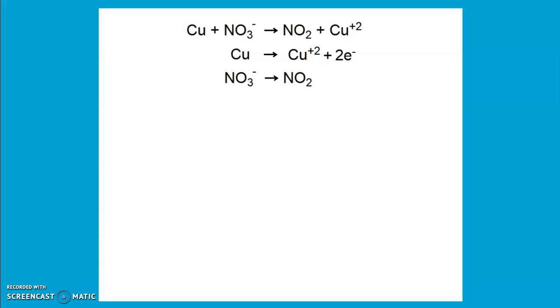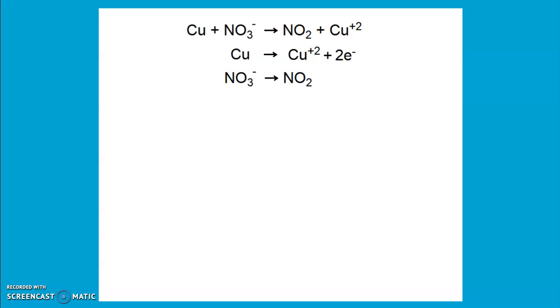So the first thing we need to do is balance these in terms of the amount of elements that are not hydrogen and oxygen. And for the copper one, well, there is no hydrogen or oxygen there, and the copper is already balanced, so we actually don't have to do anything to that reaction at all. So then looking at the second reaction, our reduction reaction, well, we have 1 nitrogen on the reactant side and 1 on the product side, so those are good.